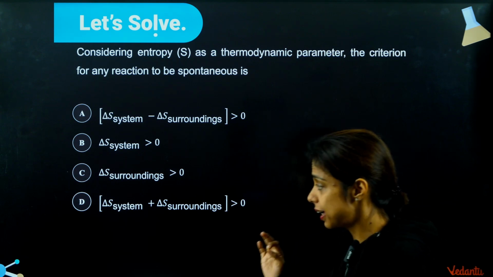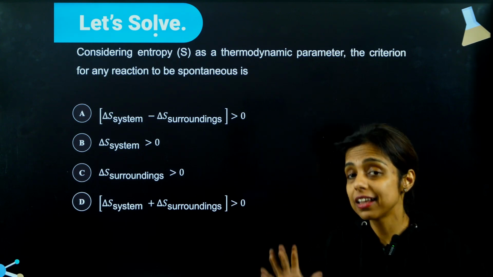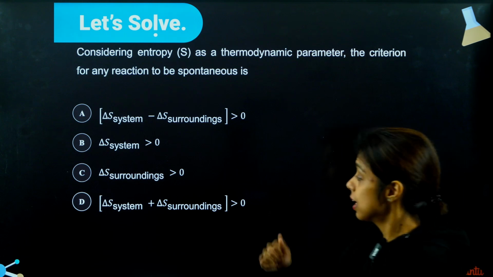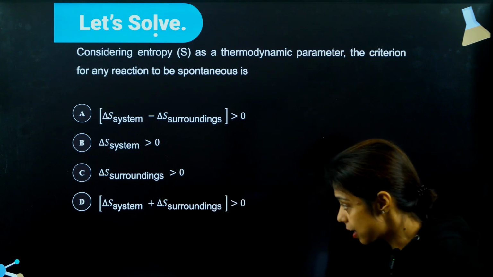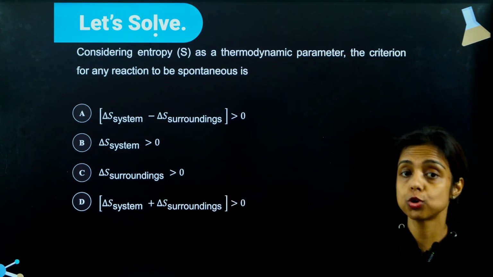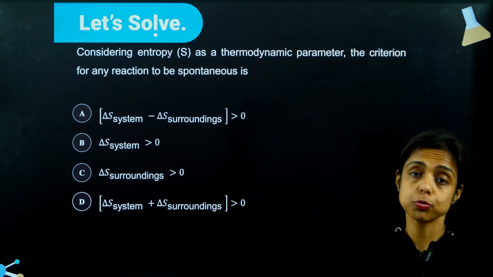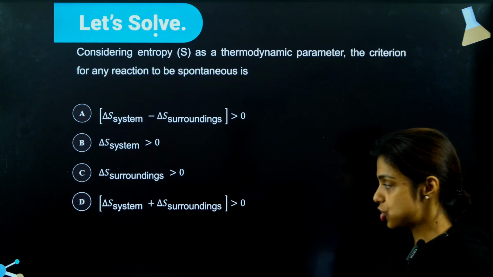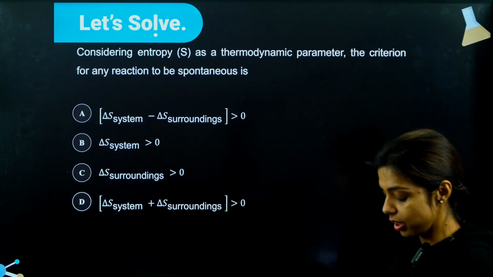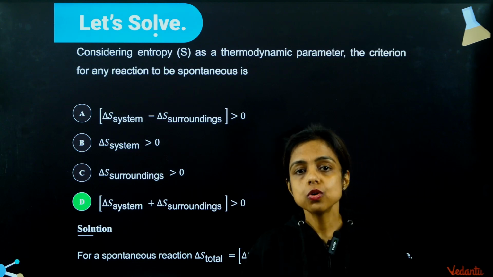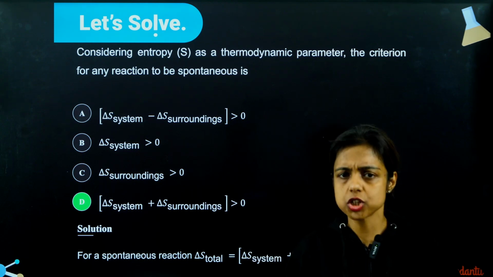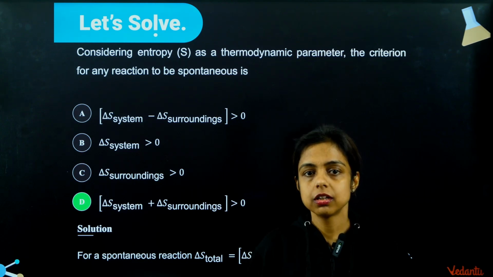For a spontaneous process, there should be overall increase in the entropy of the universe. That means delta S of system plus delta S of surrounding, the change of entropy should be positive. It should increase. The entropy should increase, right? So the change in system plus surrounding should be greater than or equal to 0. This is the definition as per the second law of thermodynamics.